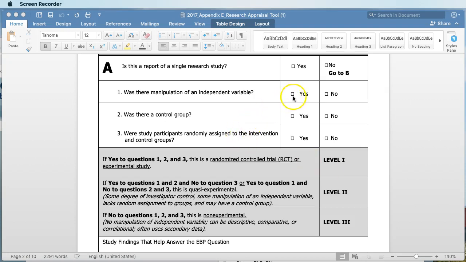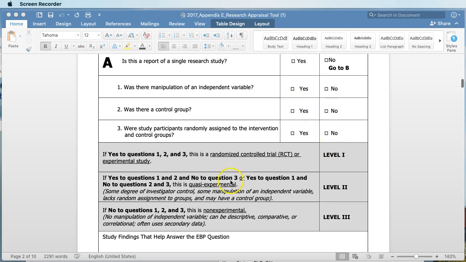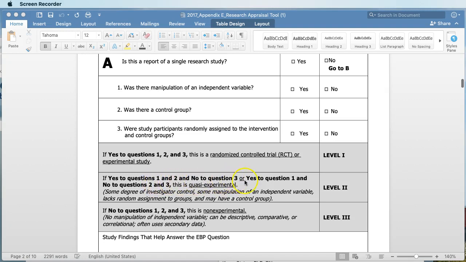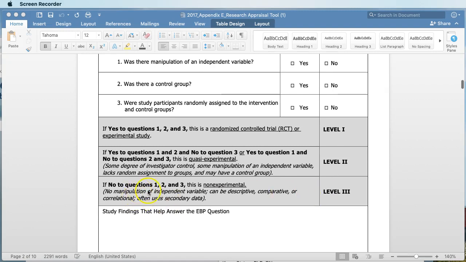If there was manipulation, no control group, no randomization, so if yes to answer 1 and 2 and no to 3, or yes to 1 and no to 2 and 3, which is what I just said, quasi-experimental, level 2. And if no to 1, 2, and 3, it's non-experimental. So there could be an independent variable where I'm looking at something and how it relates to something else. So it could be a descriptive study.